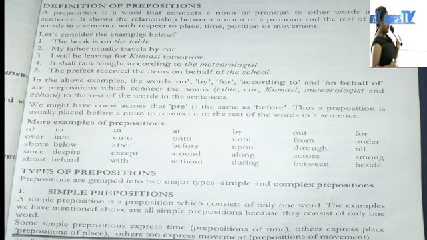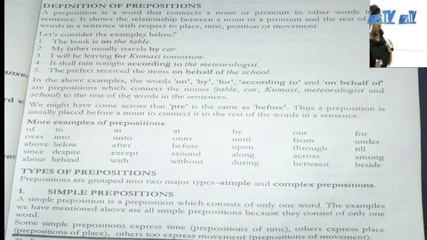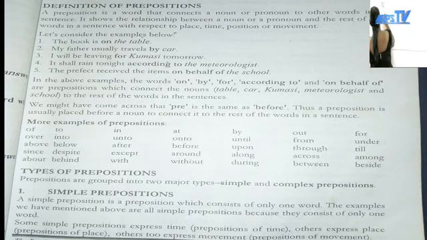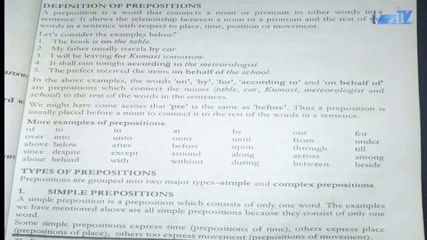A simple preposition consists of only one word. So we can have off, we can have to, we can have for, we can have over, behind.